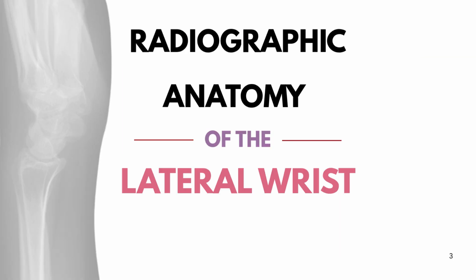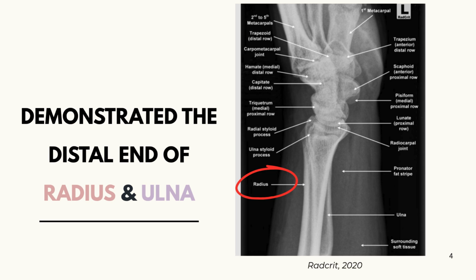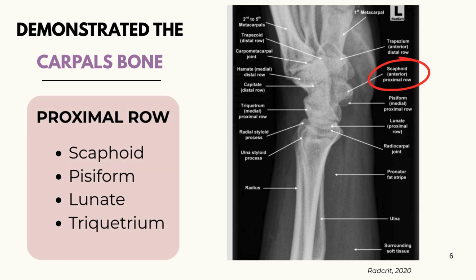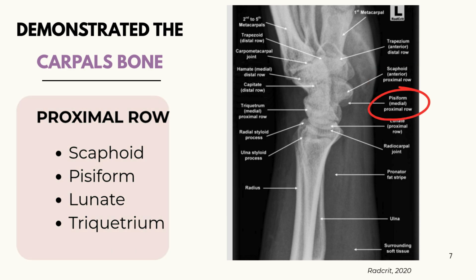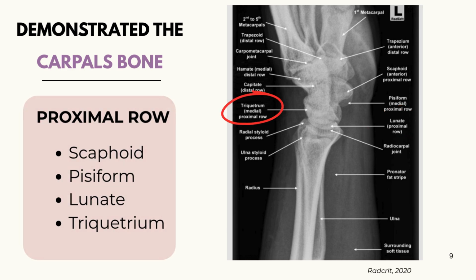Let us begin with the radiographic anatomy demonstrated on a lateral wrist radiograph. The image should clearly show the distal forearm, carpal bones, and metacarpals. This image demonstrates the distal end of the radius and distal end of the ulna. Next is the carpal bones, which highlights the scaphoid bone. First is the proximal row of carpal bones, which demonstrates scaphoid, pisiform, lunate, triquetrum.